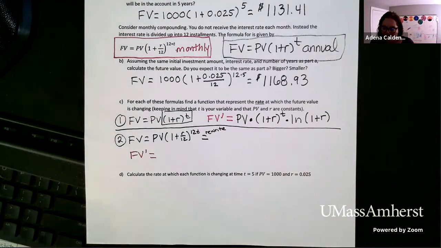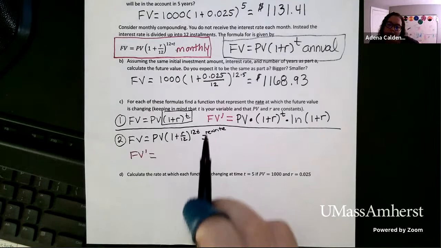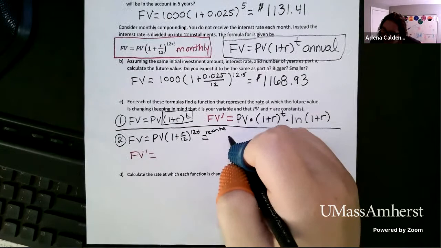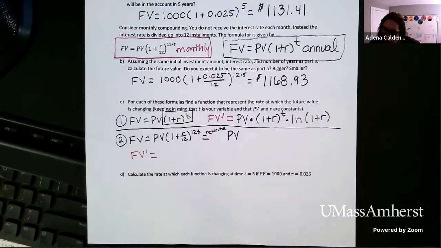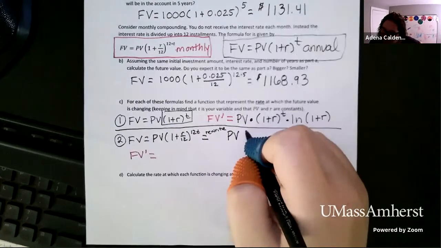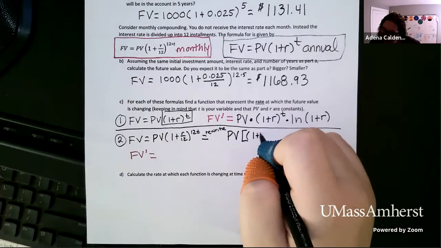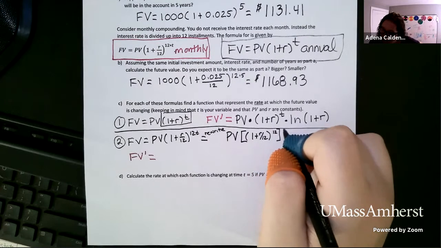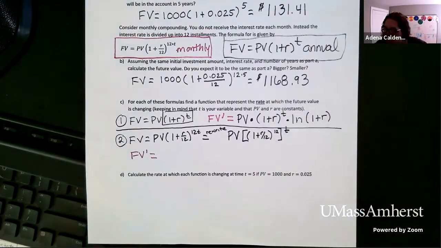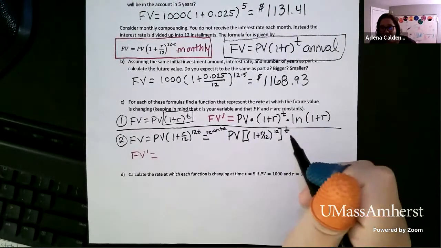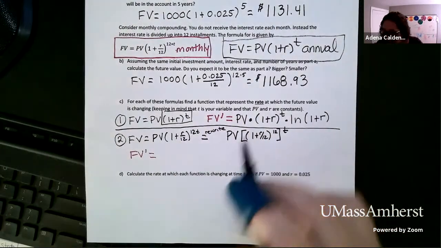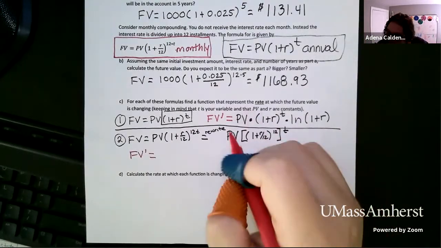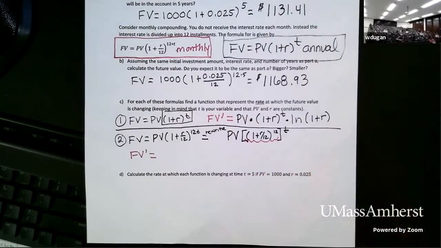For our monthly compounding, we can't apply our rules the way it's written because of this pesky 12 that's up in the power. So we need to rewrite this function before we take the derivative. The PV stays the same, but now I'm going to do (1 plus r over 12) to the 12, all raised to the t. So I'm separating the 12 and the t, and I'm raising it this way. The reason I want to do that is so I have an exponential function where the variable is by itself, which means this entire piece is the base.